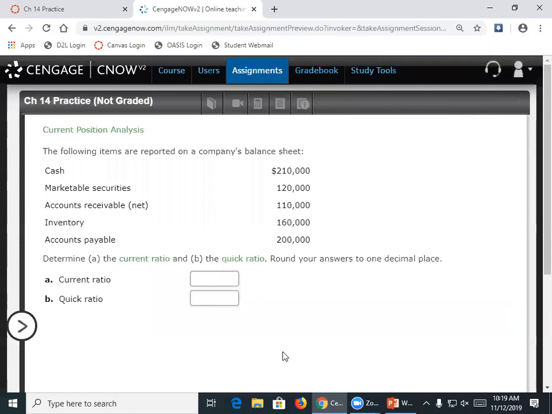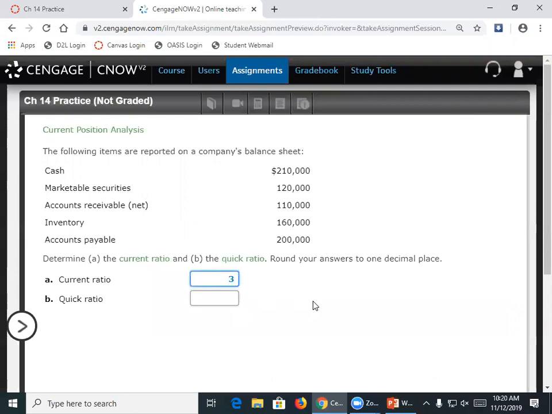To calculate the current ratio, it's current assets divided by current liabilities. So I would add up all four of my current assets: cash plus securities plus receivables plus inventory. Then divide by my current liability of 200,000. What is my current ratio? 3. Yeah, good. So if I look at my current ratio, I have 3 times more current assets than current liabilities. Looks pretty good. The quick ratio is going to exclude that inventory.